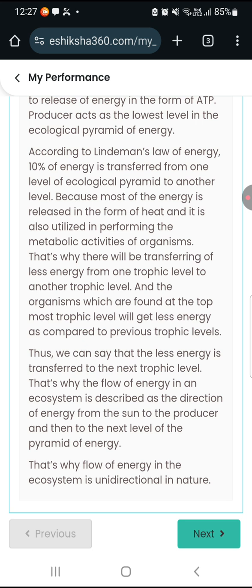Thus, we can say that less energy is transferred to the next trophic level. That's why the flow of energy in an ecosystem is described as the direction of energy from the sunlight to the producer and then to the next level of the pyramid of energy. That's why flow of energy in the ecosystem is unidirectional in nature.